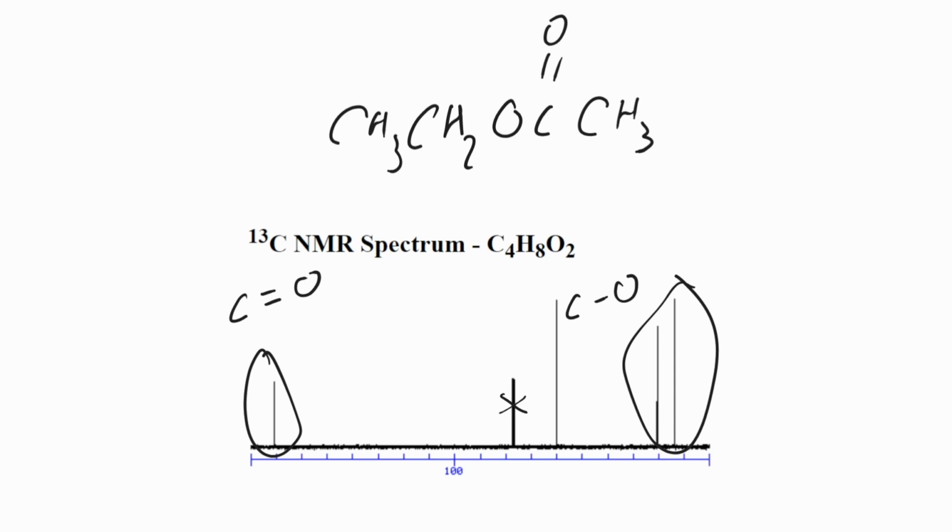We can even start to assign some of the peaks. The carbonyl peak, well, that's going to be this one. The carbon attached to an oxygen, well, that's this one. And then we have our two CH3s that are on the end, and those are going to be the two circled peaks.